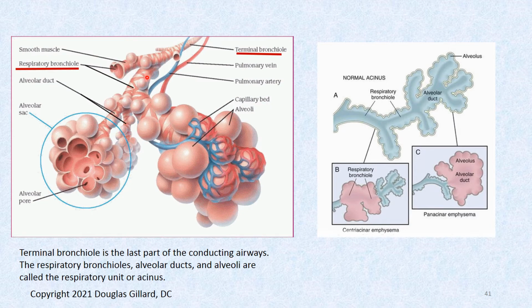And then the respiratory bronchioles split into smaller units called alveolar ducts. So here are the alveolar ducts. They have even more alveoli on them. And at the ends of the alveolar ducts, you have tons of alveoli, like a little grape cluster. And the whole cluster is called the alveolar sac. All right.